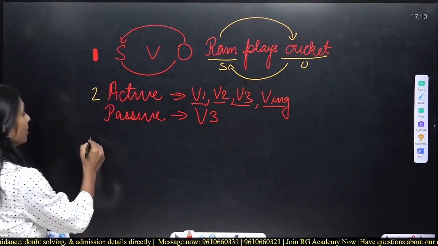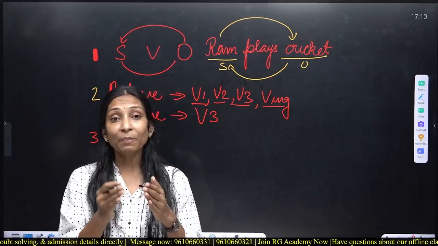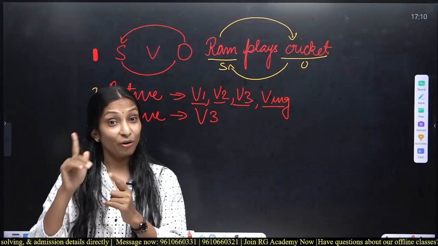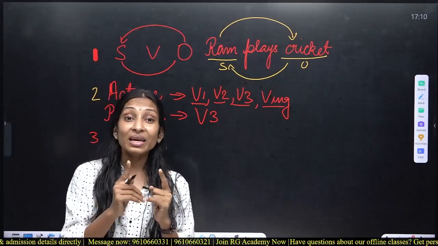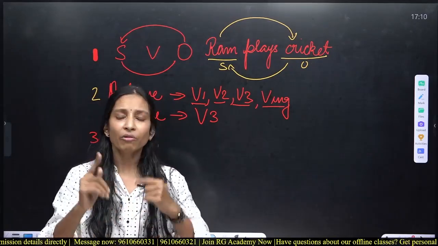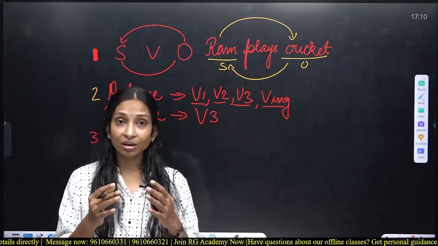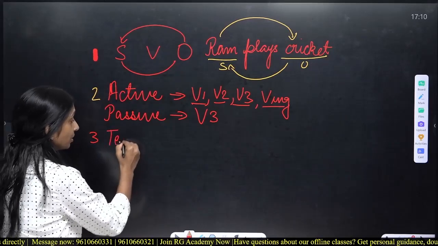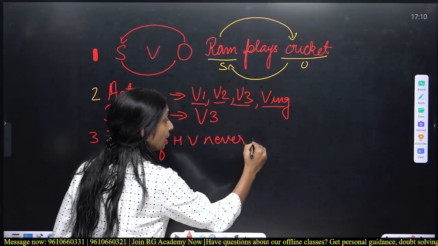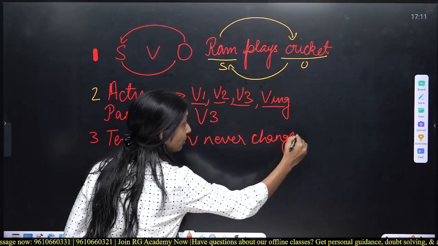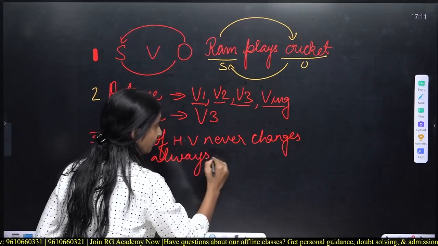Okay, now the third thing is, here we are going to discuss two things. Number one, the tense of the helping verb never changes. The verb's main form will go to third form, but the helping verb will remain in the same tense. Is that clear? We are going to learn this when we discuss a few questions. I am going to tell you how it happens, but here I am telling you that the tense of the helping verb never changes. And the second rule of the helping verb is that one helping verb always increases.